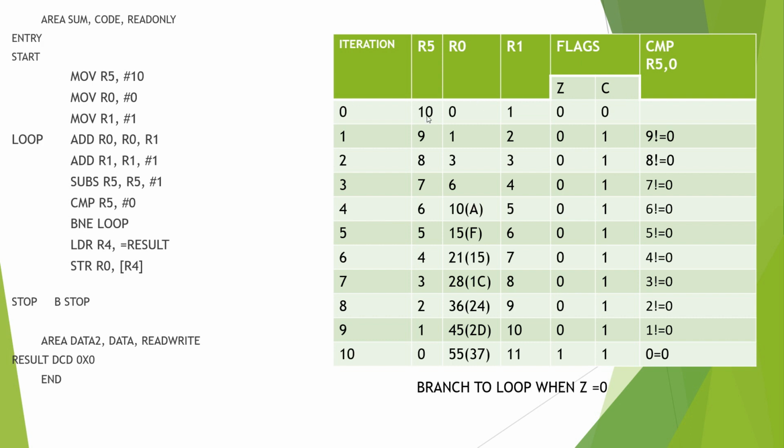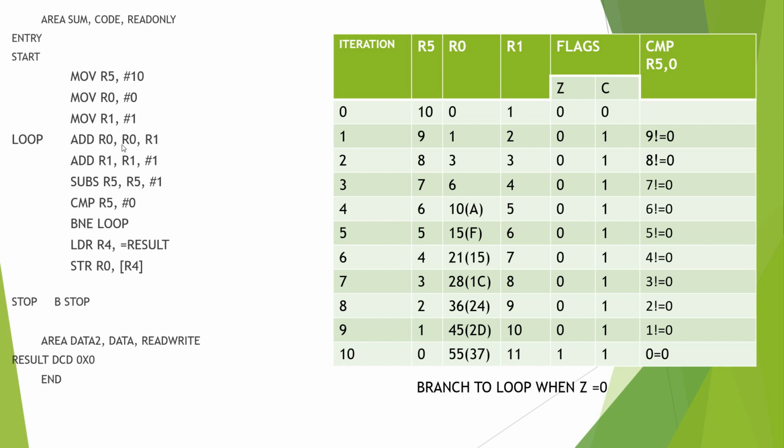Now R5 is initialized to 10 as we are adding 10 numbers. R0 is 0, which contains the sum of numbers. R1 is the first number that we want to add, so R1 is made 1. So the first row is our initialization step.